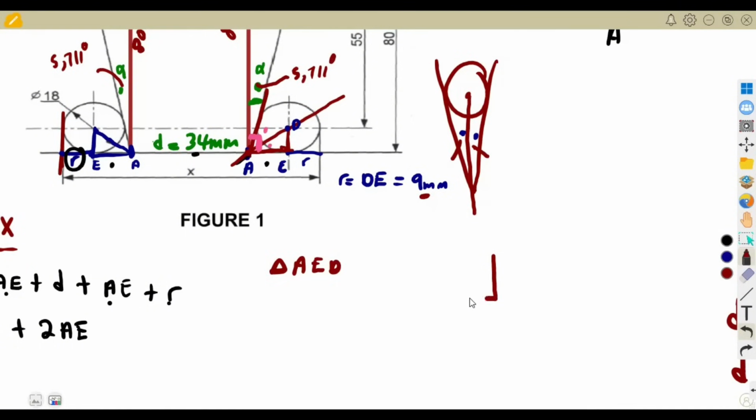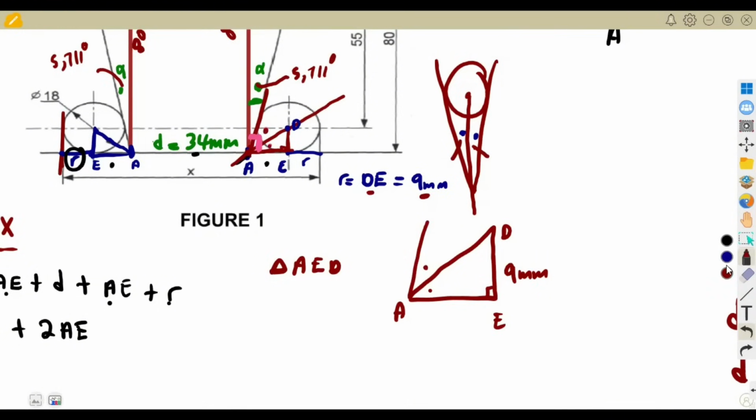So from this triangle AED, you're going to have something of this nature. This is your point A, this is your E, this is your D. Remember, your DE is the radius, so we've got 9 millimeters there. I'm worried about the angle, this one. This angle here is the same as this one.